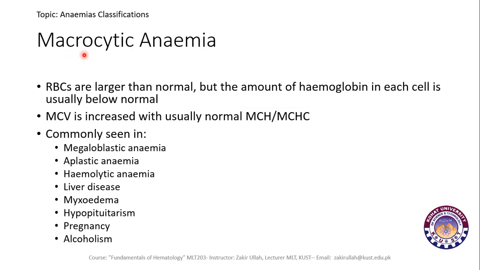This macrocytic anemia is commonly seen in megaloblastic anemia, aplastic anemia, hemolytic anemia, liver disease, myxedema, hypopituitarism, pregnancy and alcoholism. These are the conditions in which macrocytic anemia occurs.